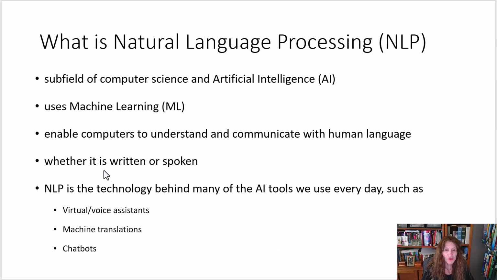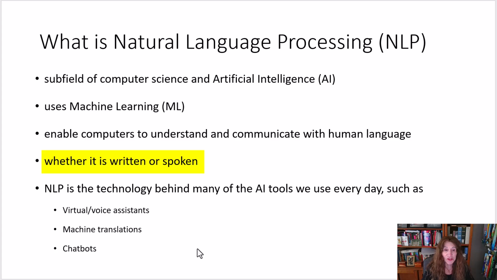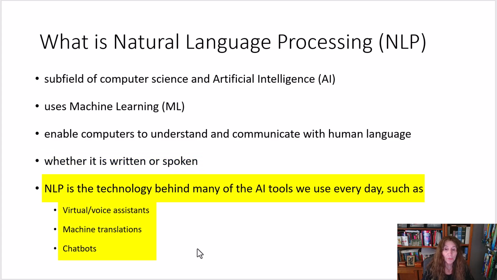So, natural language processing, or NLP, is a subfield of computer science and artificial intelligence. It uses machine learning, which enables computers to understand and communicate with human language. This human language can either be written or spoken. It is the technology behind many of the AI tools we use every day. Some of these are virtual or voice assistants, machine translations, and chatbots.